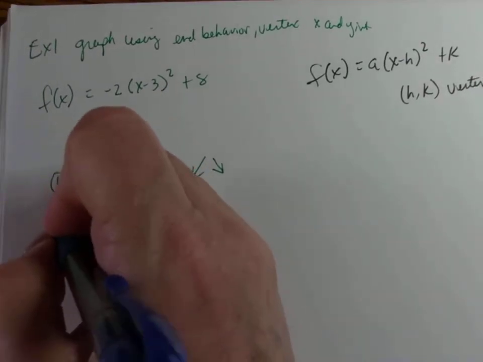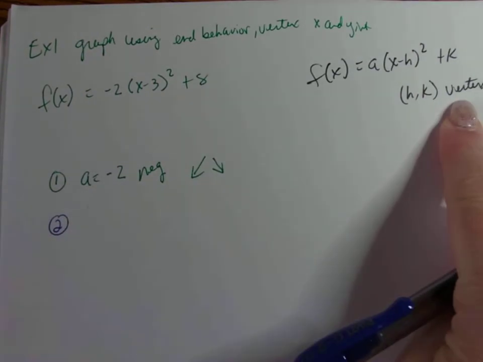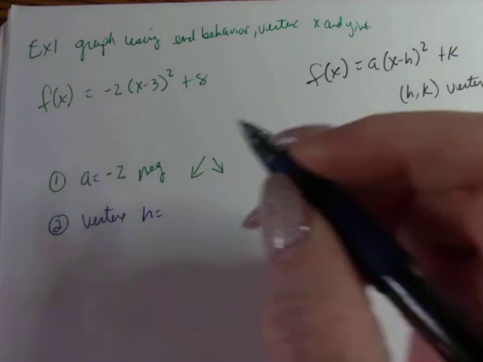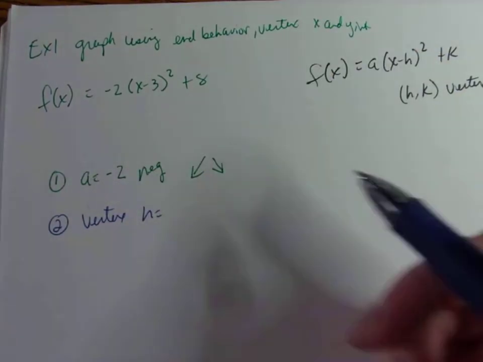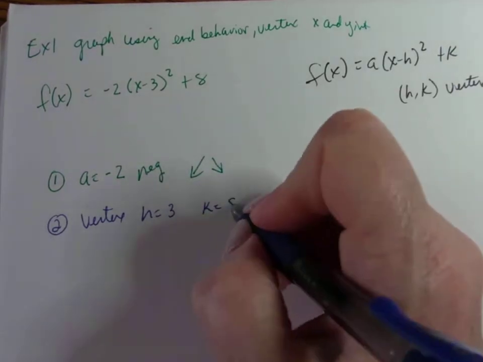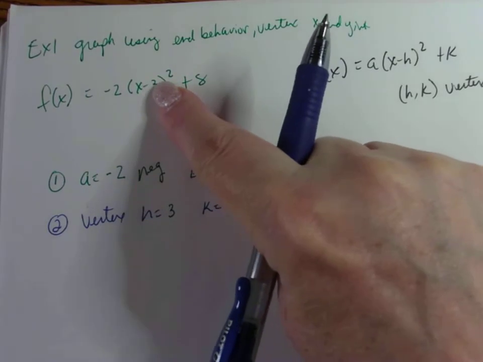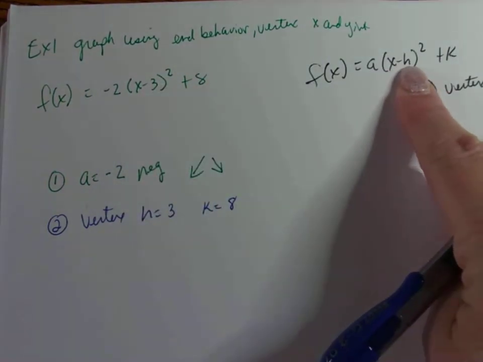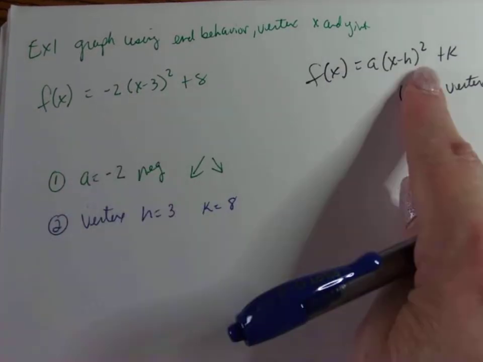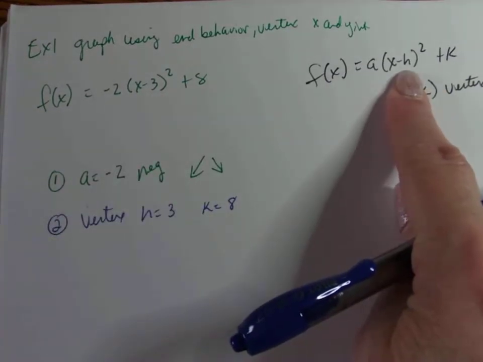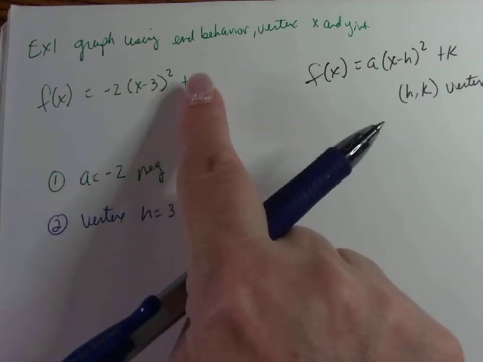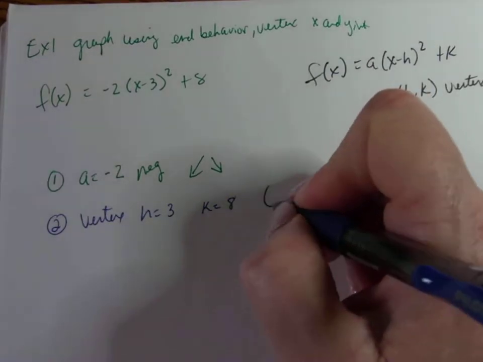Our second part is finding our vertex, and we've already discussed that the vertex will be (h, k). So our h is equal to 3, and our k is equal to 8. Remember, on the h, it's going to be opposite of what you're looking at because the format is x minus h. So that's why it's a positive 3 and not a negative 3. It's always going to be opposite of what you're looking at for the h part, but the k will be exactly what you see. So our vertex will be (3, 8).